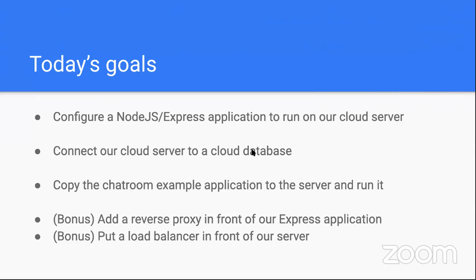Once we're ready, we're going to learn how to copy the code from our chat room example app, which we developed, up to the server, get it running, start it up, and then actually be able to interact with the full chat room app and the full database online. If we have time, we'll add something called a reverse proxy, which runs separately from Express.